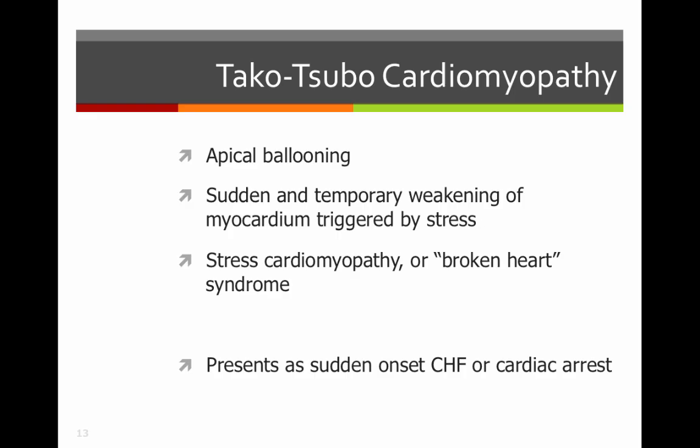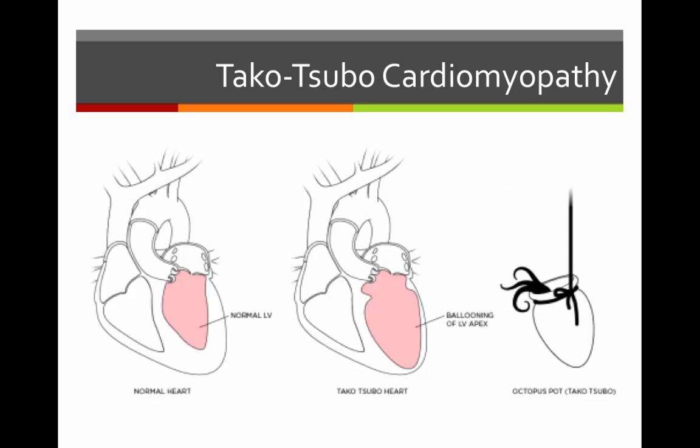This apical ballooning will usually present as either a sudden onset of CHF symptoms, or your patient may just go straight into cardiac arrest. There are a lot of syndromes in medicine, in cardiology or elsewhere, that are named after the person who discovered it or wrote it up first. But Takotsubo cardiomyopathy is actually named after an octopus pot trap, a Japanese octopus trap named Takotsubo.